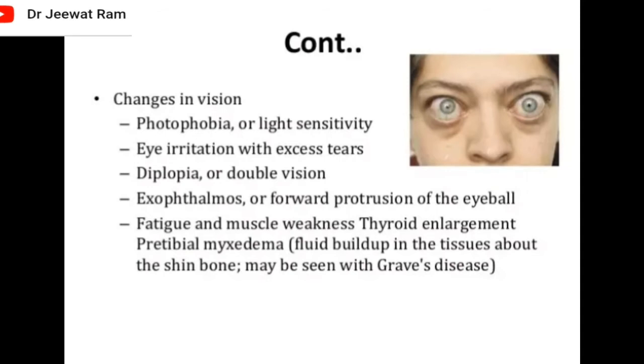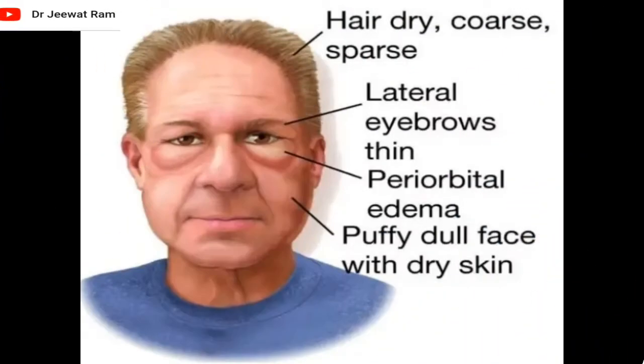changes in vision, photophobia or light sensitivity, eye irritation with excess tears, diplopia or double vision, exophthalmos or forward protrusion of the eyeball, fatigue and muscle weakness, thyroid enlargement. Pretibial myxedema, fluid buildup in the tissues above the shin bone, may be seen with Graves' disease.